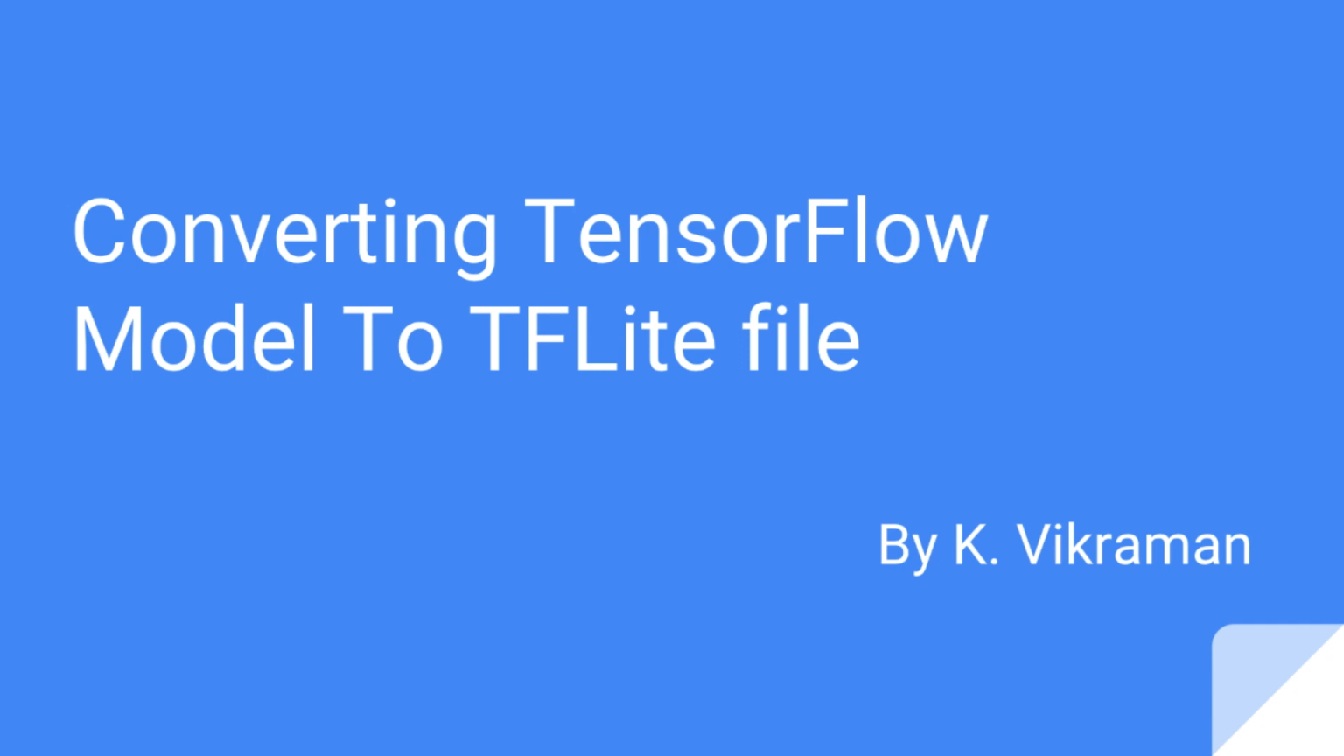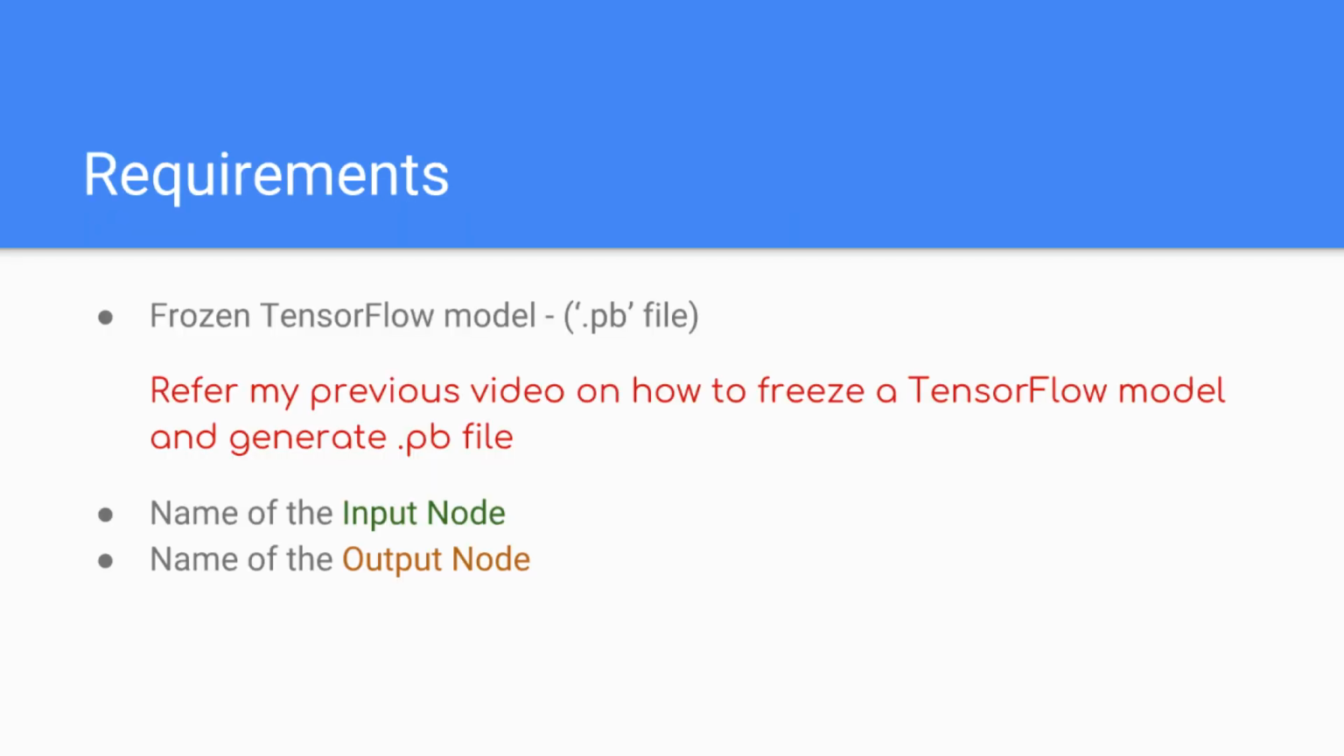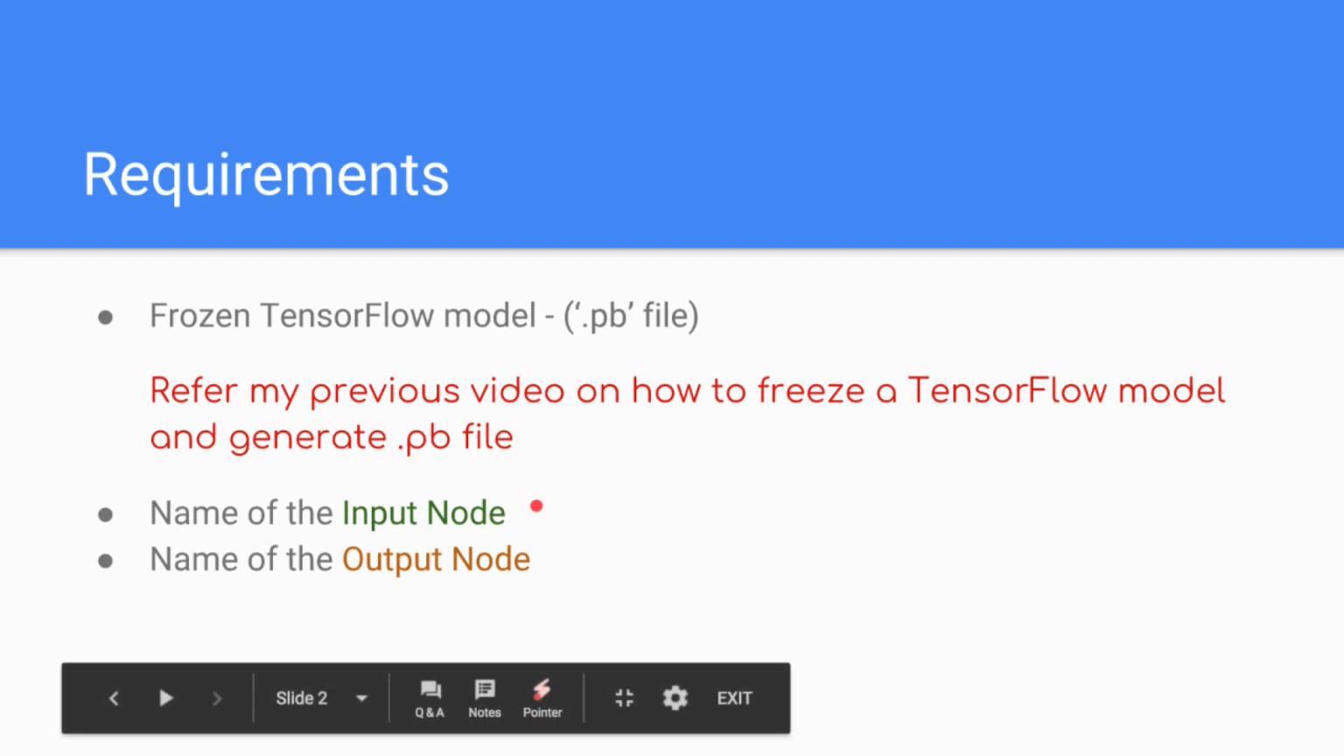So let's get started. You need these three requirements in order to convert your saved model into a TFLite file. The very first thing is you need a TensorFlow frozen model, which would be a .pb protocol buffer file. I've discussed in detail how to convert your saved model into a frozen model in my previous video. Just in case you don't know how to convert this, kindly have a look at my previous video. Secondly, you need to know the names of the input and the output node.